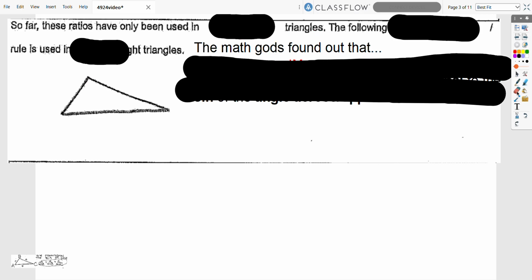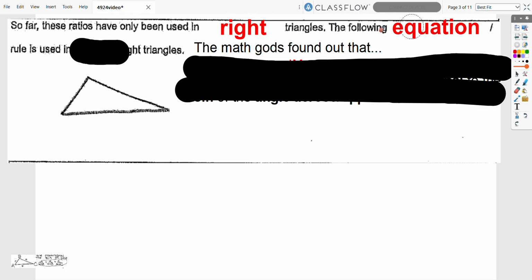So far, the ratios that we've been using have only been in right triangles, and so now the math gods got so bored that they said, you know what, we're going to move on from right triangles, we're going to use non-right triangles, and they found another rule, a theorem.